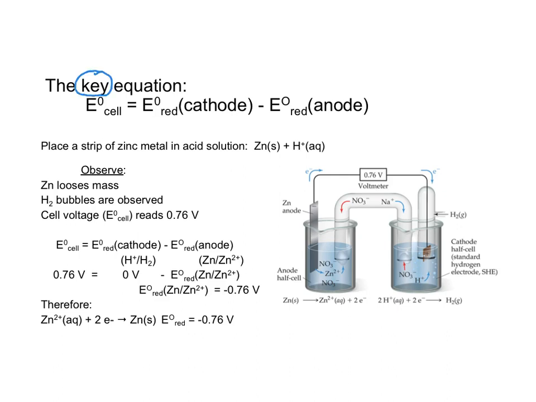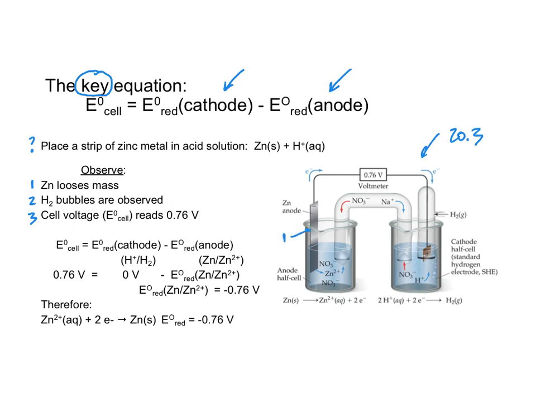We use a convention where we take the reduction potential of what's happening at the cathode and subtract from it the reduction potential of what's happening at the anode. We use the numbers that you will soon see directly in a table. Well, where did this come from? If you put a strip of zinc metal in acid solution, this is from the previous section 20.3 showing the cell, you would observe certain things. You would observe that the zinc is losing mass, you would observe hydrogen bubbles, and you would observe a cell voltage reading of 0.76.